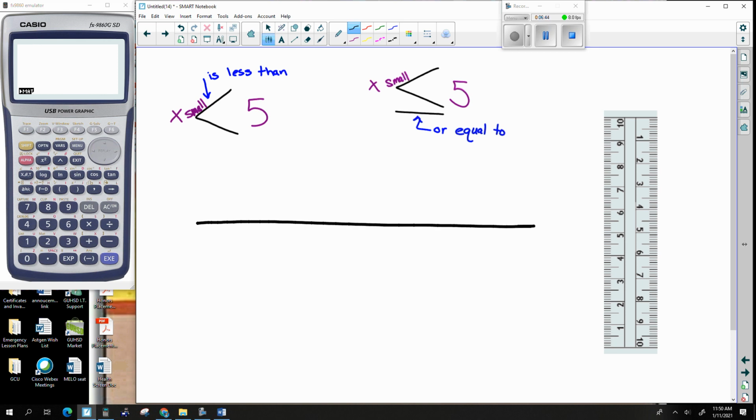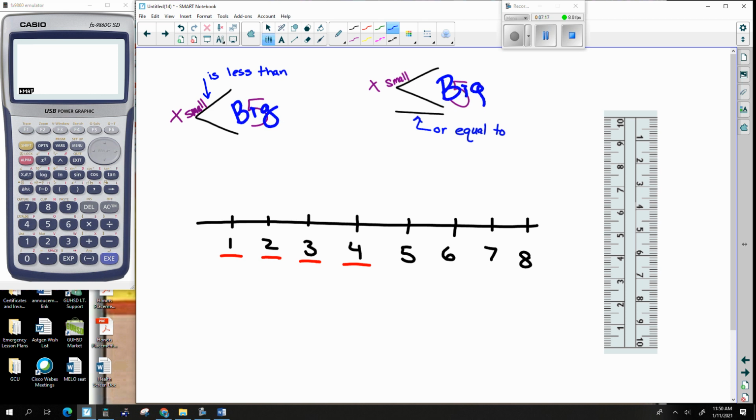So if I have this number line, 1, 2, 3, 4, 5, 6, 7, 8, et cetera, and I have something that is less than 5, that would be numbers that are less than 5. So for instance, 1, 2, 3, 4. Those are all numbers smaller than 5, because you can see 5 is on the big side. So 5 is bigger than x. X is smaller than 5.